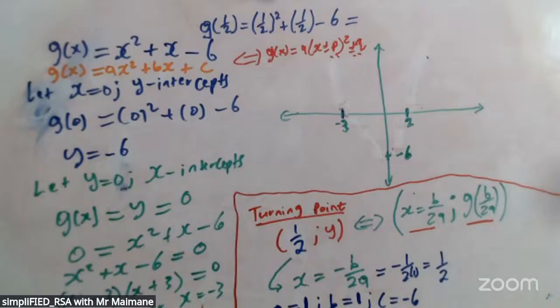This part, g of half, may take you long to do, but for those who have a Casio calculator, you know you can do it as quickly as you can. Anyone who wants to volunteer and just give us the answer?